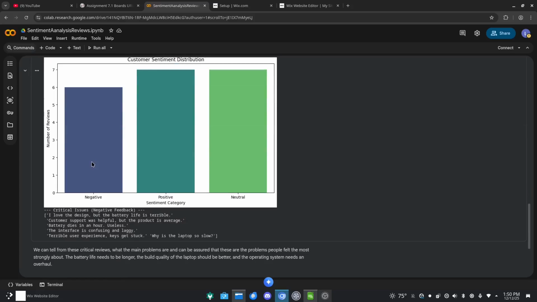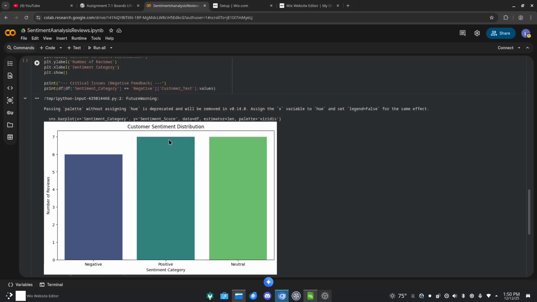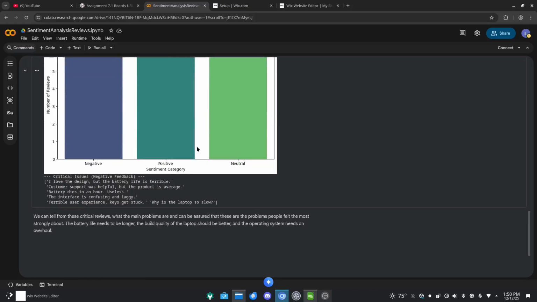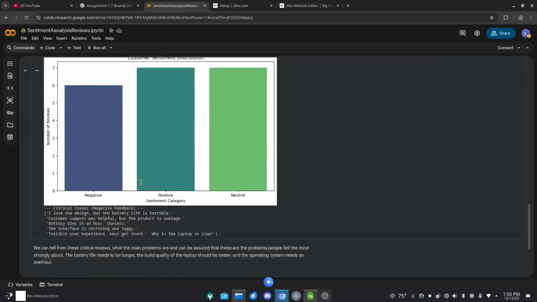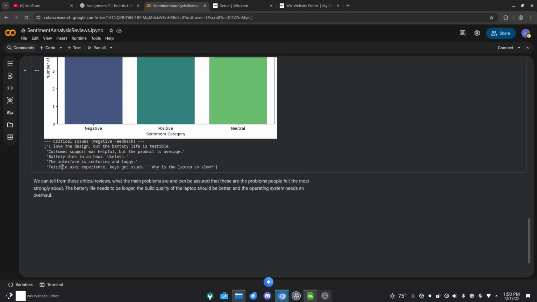As you can see, we have 6 negative, but we have more positive than we have negative. We have 7 positive, and then we also have 7 neutral, which weren't really too positive or too negative. They're just, whatever. And then we also have it print some of the more critical feedback. So we have a couple of comments here like, "I love the design, but the battery life is terrible." "The product is average. Battery dies quickly." "Interface is laggy." And "Terrible user experience." Saying the laptop is slow.